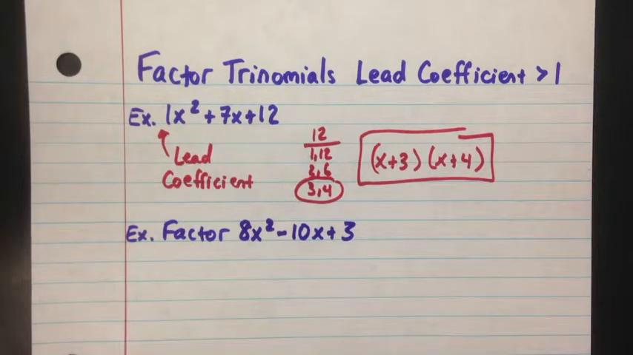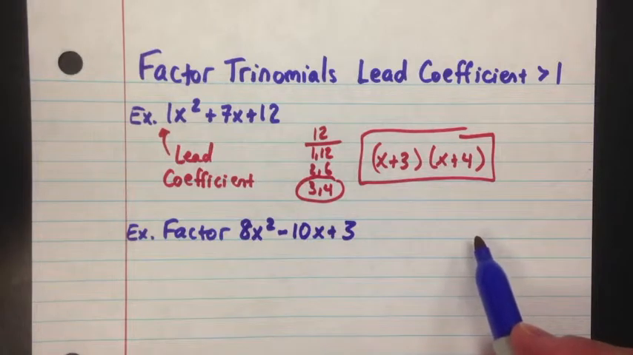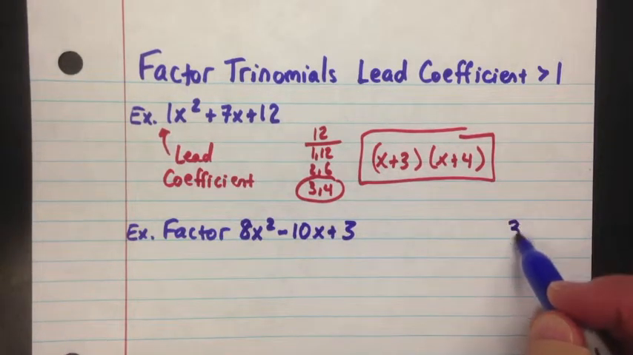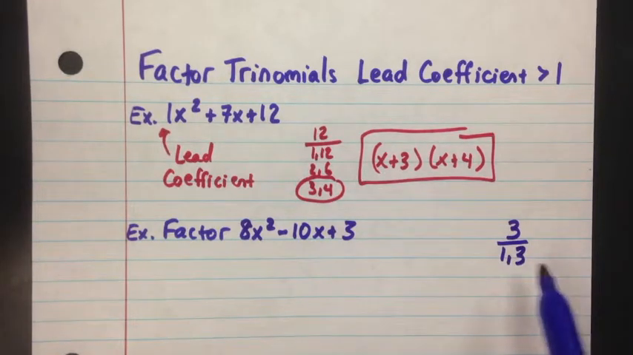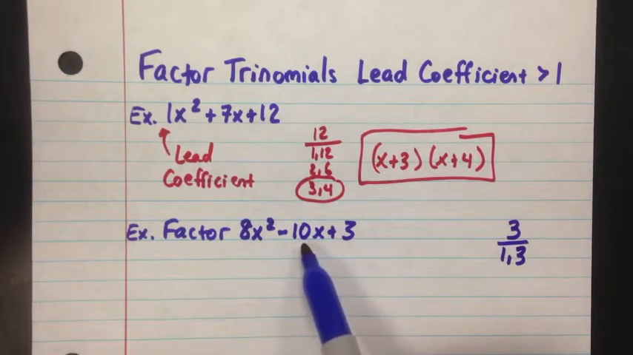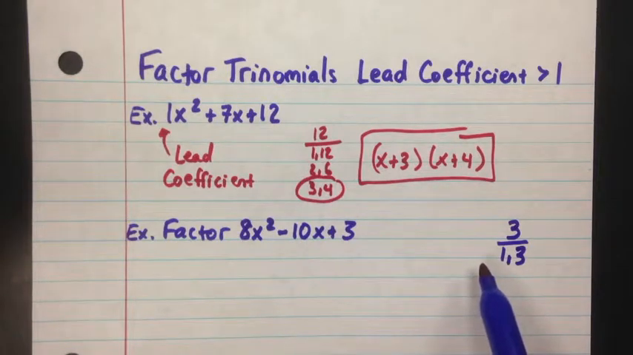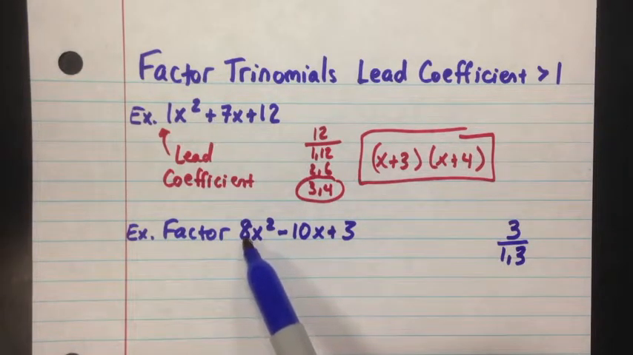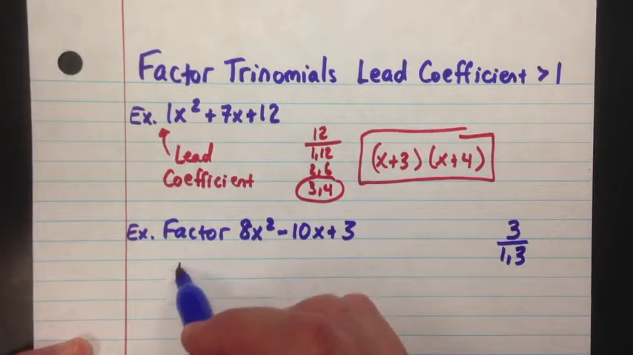Now, first of all, you're going to see right away that if I try to factor the number 3, and I'm going to do this on the side, don't write this down, the only possibilities are 1 and 3. There's no way for me to get the middle term of negative 10x using these two factors. So we have a problem here. The issue is that this 8 is going to be doing some things to your factors, so you can't ignore it. So we're going to go back to the box.